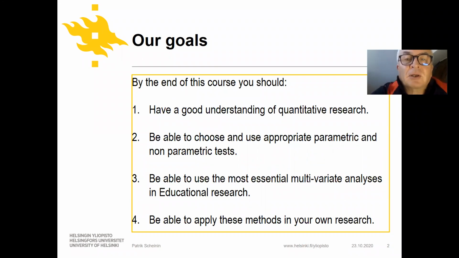By the end of this course, you should be able to have a good understanding of quantitative research and also be able to select and use the appropriate methods, tests, be they parametric or non-parametric tests, according to the data you have and the question you are answering. You should be also able to use the most essential multivariate analysis in educational research. And you should most definitely be able to apply this all to your own research.